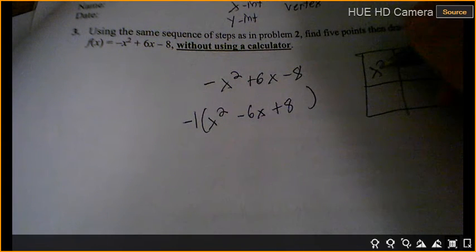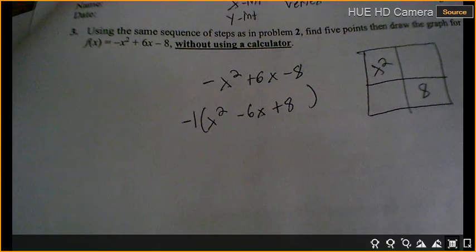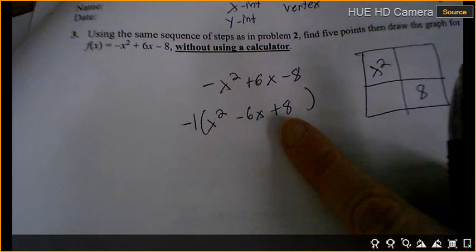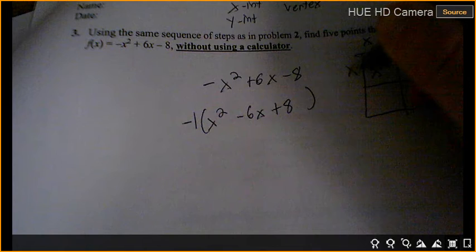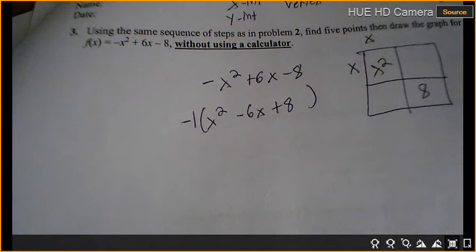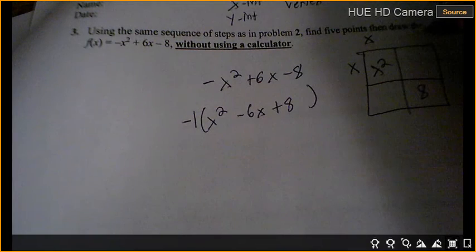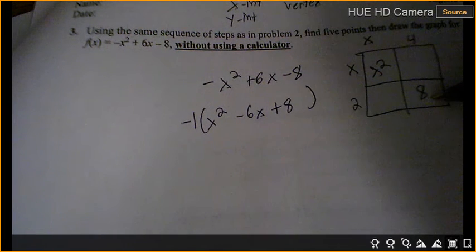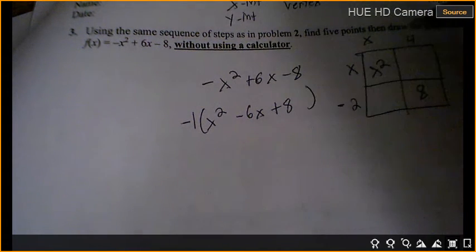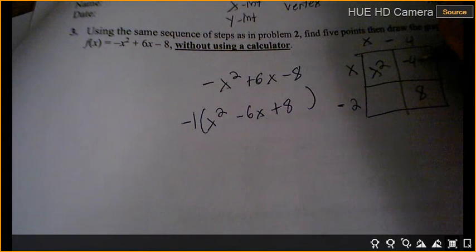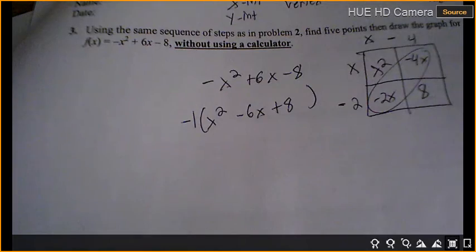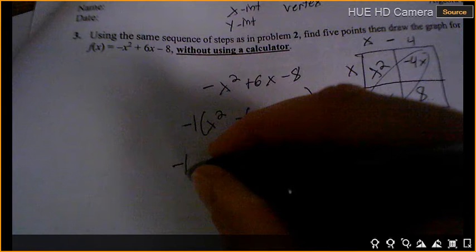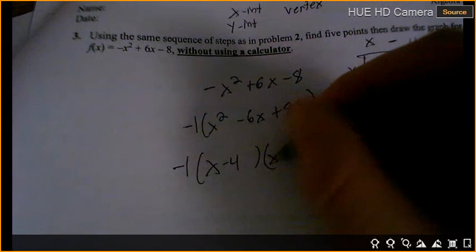Okay, now we're going to make our box. Here's x squared, here's 8. What 2 numbers multiply to give me 8, but add together to give me -6? 4 and 2? What do 4 and 2 both have to be to give me -6 at a positive 8? They both have to be negative. Negative 4x and negative 2x, when I add those together, I get that negative 6. So I'm going to put the negative 1 on the outside. And then I have 2 parentheses, x minus 4 and x minus 2.